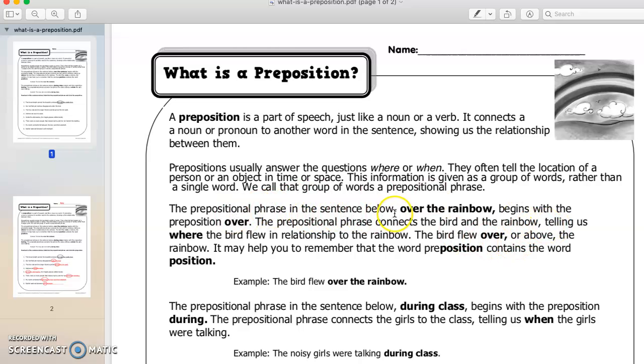The prepositional phrase in the sentence below is over the rainbow. So if we look at over the rainbow here, we have over as our preposition, and we have rainbow as our object. So it always starts with a preposition and ends with an object. It begins with the preposition over. The prepositional phrase connects the bird and the rainbow. So we have: the bird flew over the rainbow. Over is our preposition, and rainbow is our object. Prepositions and prepositional phrases tell location.